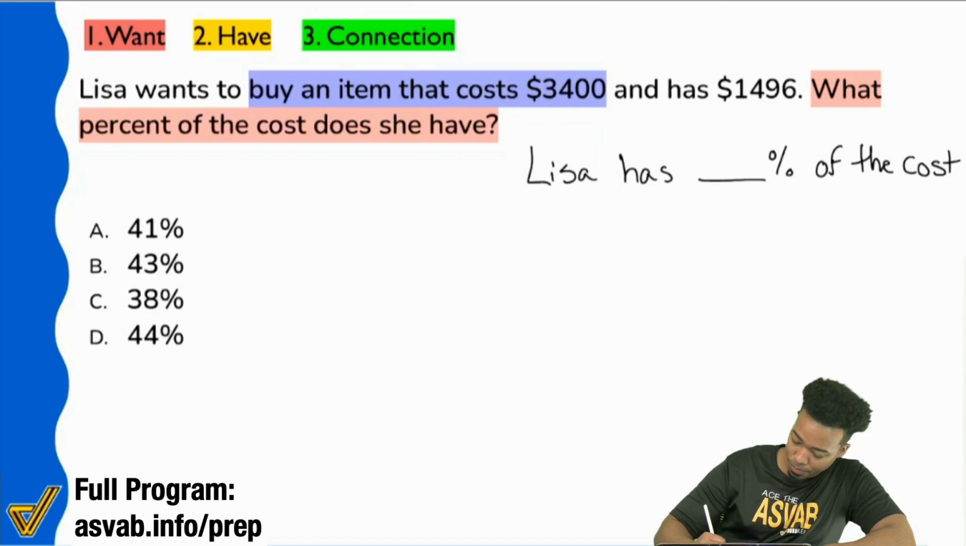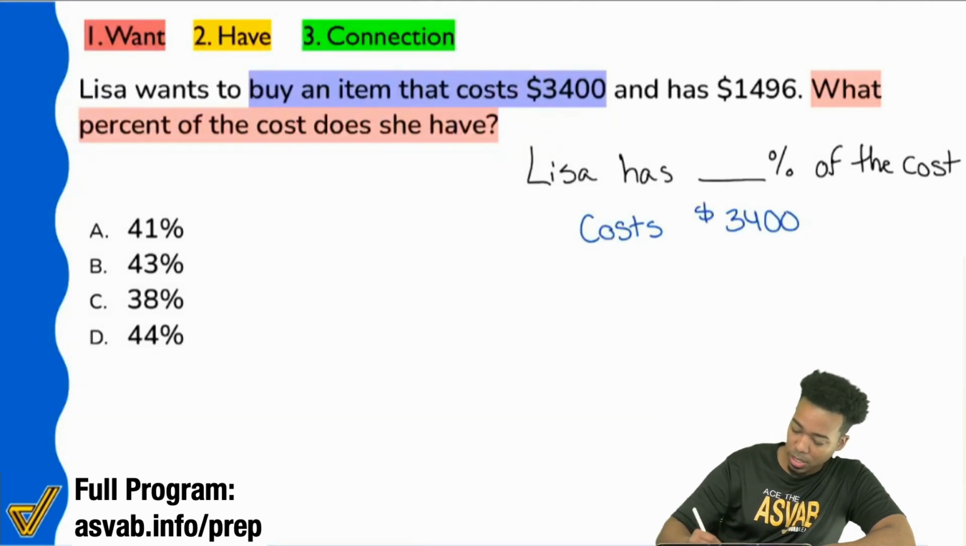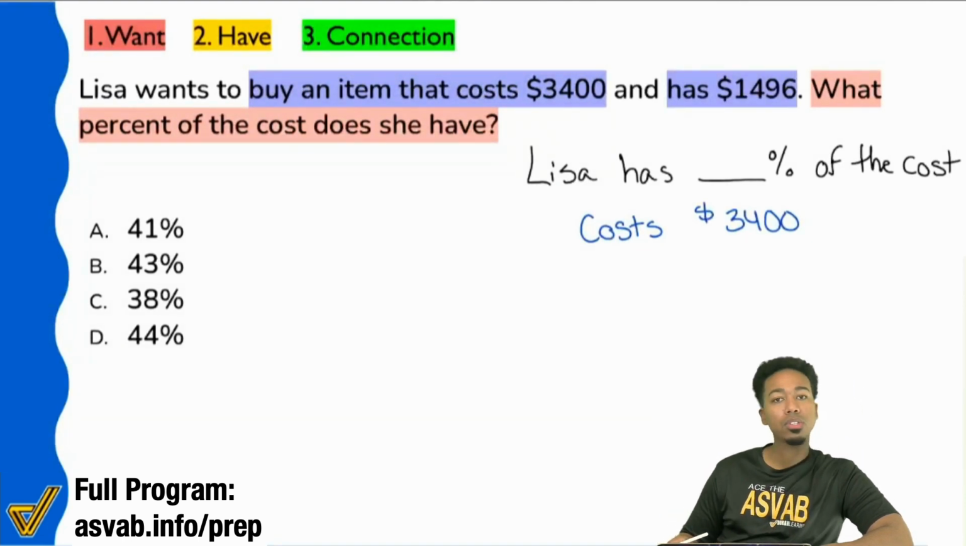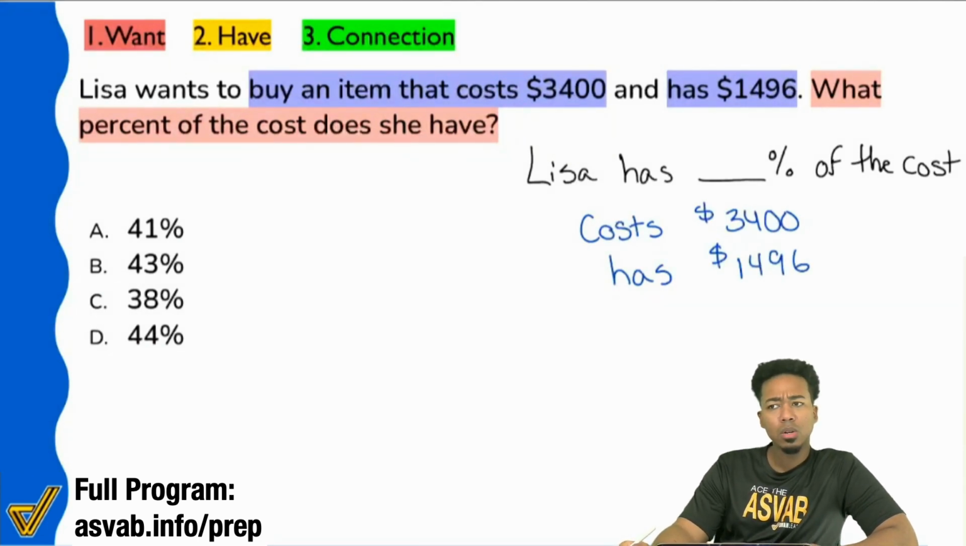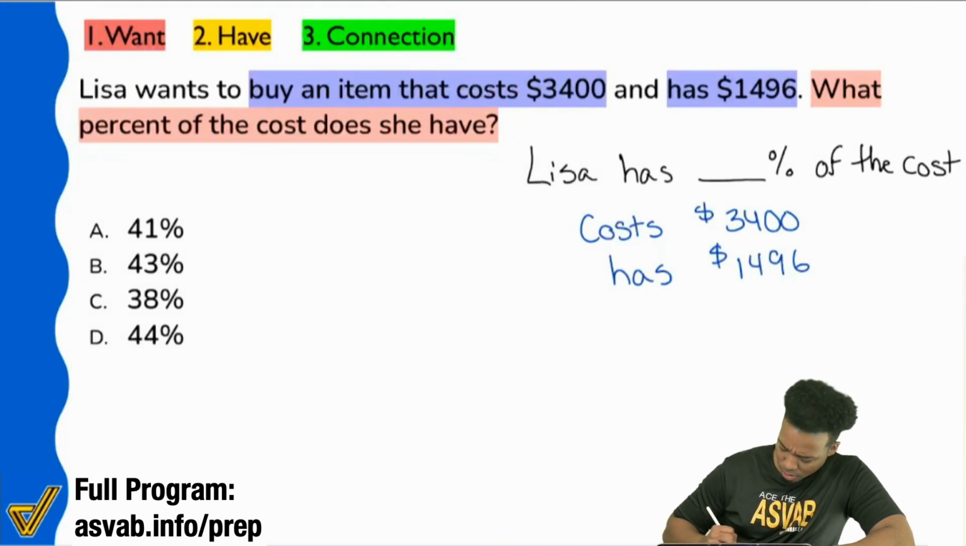So, okay. It costs $3,400. And then we also see that Lisa has $1,496. So, with that said, let's just stick to percents for right now. My question is this, everybody. When it comes to percents, what is the main idea with percents? I'll start you off with the formula. But what's the main idea?